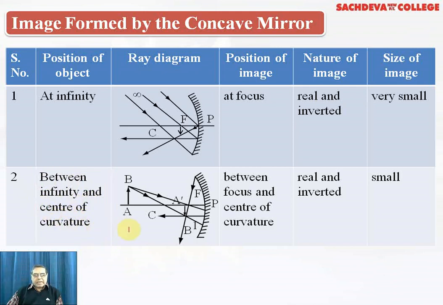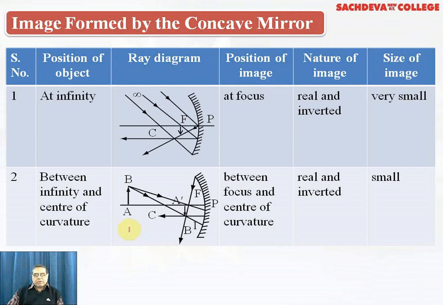So the object is lying between infinity and the center of curvature. When we use the term infinity, it is beyond the center of curvature. So from point B, two rays of light are indicated. They are moving towards the mirror. Then they will strike the mirror. Then they will be reflected back.